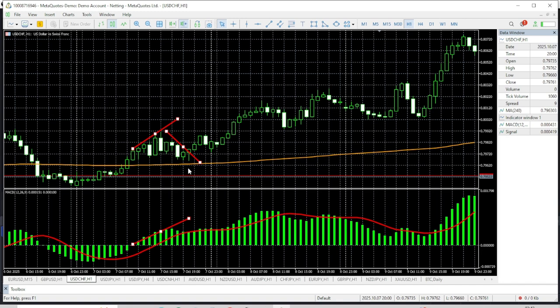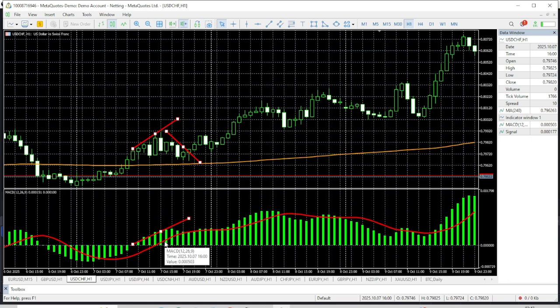Then MACD must be bullish. Of course, MACD must be above the zero line. And when we say MACD is above the 0.00 level, it means that the MACD histogram as well as the MACD signal line, which is the red line, are both above the 0.00 level.